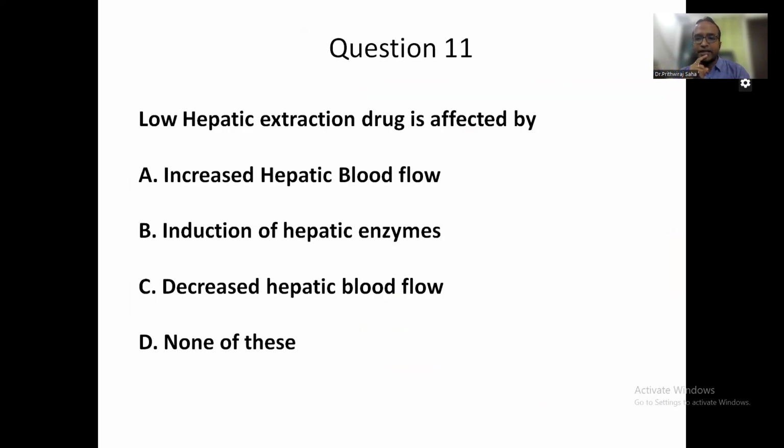The low hepatic extraction drug is affected by this thing.